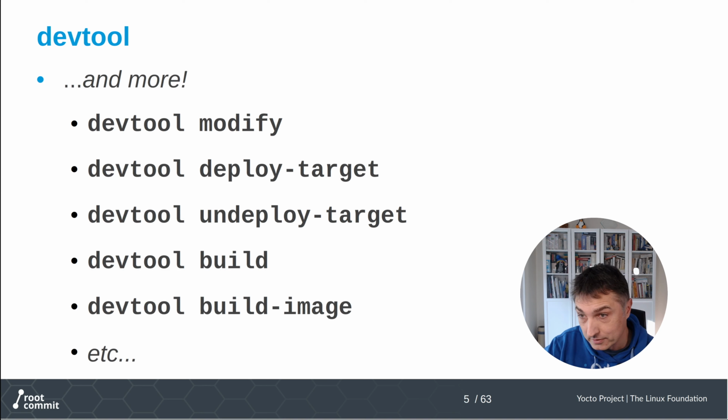Of course, there are many more options to Devtool. There's Devtool modify to modify an existing recipe. You have Devtool deploy target that will deploy the binaries corresponding to that recipe to a QEMU target or real target. Then you have Devtool undeploy target that is just the opposite. You have then Devtool build to build the current recipe, or a specific recipe that you're working on with Devtool. And Devtool build image, which will actually build an image with all the recipes in your Devtool workspace. So we will see that in detail.